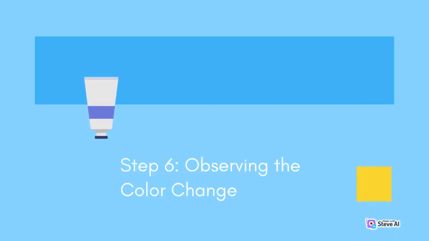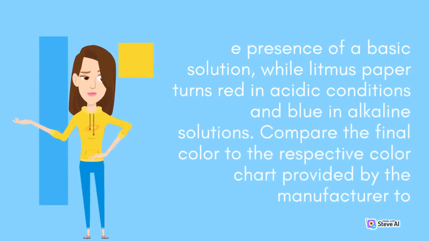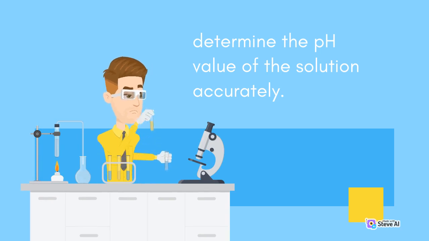Step 6. Observing the color change. Observe the color change that occurs upon adding the chemical indicator. Different indicators exhibit distinctive color transitions. For instance, phenolphthalein changes from colorless to pink in the presence of a basic solution, while litmus paper turns red in acidic conditions and blue in alkaline solutions. Compare the final color to the respective color chart provided by the manufacturer to determine the pH value of the solution accurately.